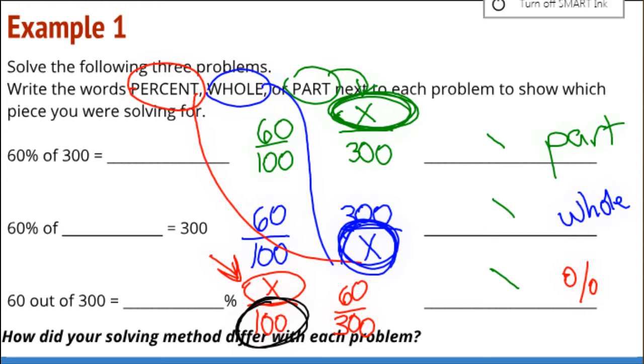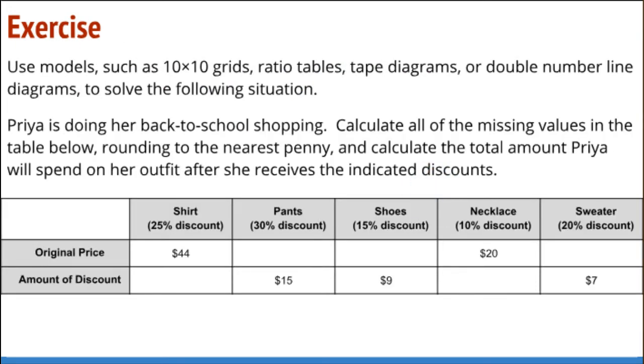All right, so we're going to do a little shopping today. So we're going to use some models, 10 by 10 grids, ratio tables, tape diagrams, double number lines to solve the following situation. So Priya's doing her back to school shopping, and she's got this table set up, and we need to find the missing values. We're going to round to the nearest penny, and we're going to find the total amount that Priya will spend on her outfit after she receives the discounts.